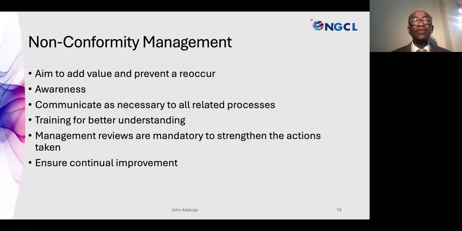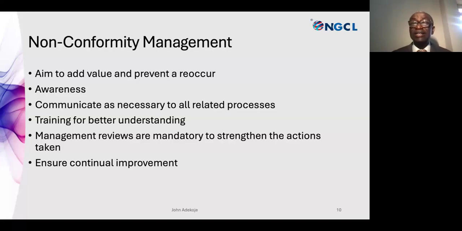Another thing that is key in non-conformity management is management reviews. Management reviews are mandatory. They are requirements of the standard under performance evaluation, 9.3, right? 9.3 talks about the management review meeting. The organization shall determine when you want to be holding your management review meetings. The organization determines how many times you want to do it as it's relevant to you, right? It's good because management review meetings will strengthen the actions that are taken.